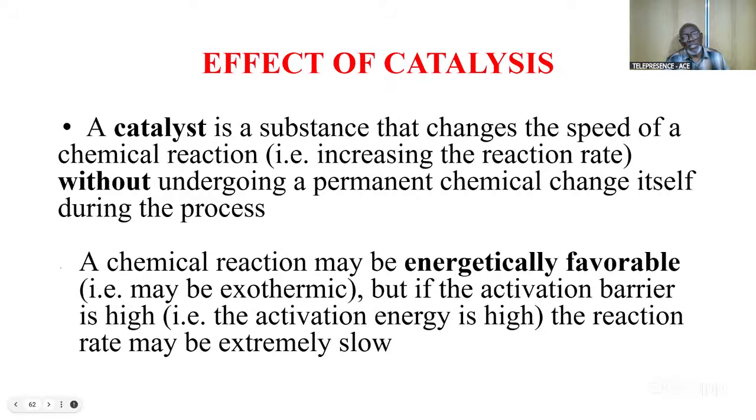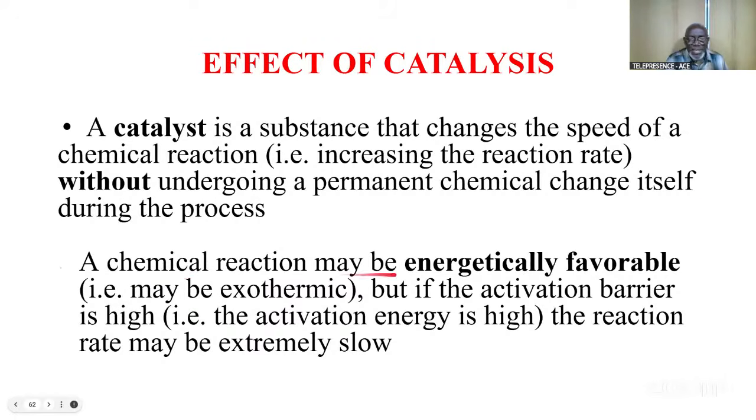A catalyst is a substance that changes the speed of a chemical reaction without undergoing a permanent chemical change itself during the process. So the catalyst is not used up. It just initiates the reaction and causes the speed of the reaction to increase. I want you to know that it does so without undergoing permanent chemical change during the process.